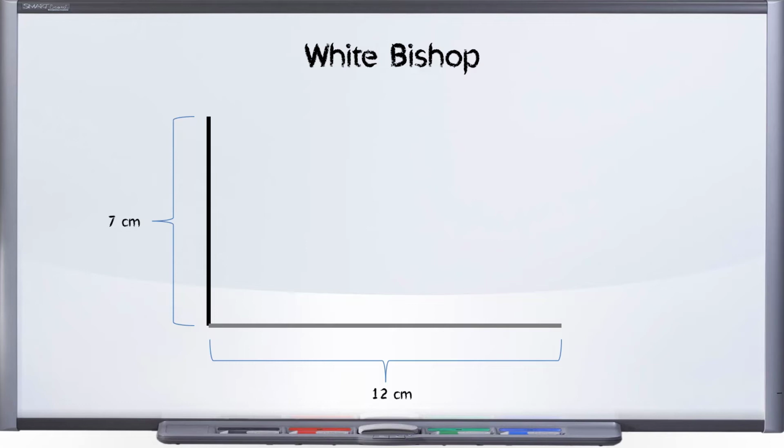So what do I do? I have 7 centimeters for my white bishop's height, and I will draw a line at the scale that I have chosen. I have chosen a scale where 1 inch equals 2 centimeters. That's my scale that I'm using for my diagram. And so 3.5 inches equals 7 centimeters. Okay, that's the scale that I chose. So I drew a line 3.5 inches tall.